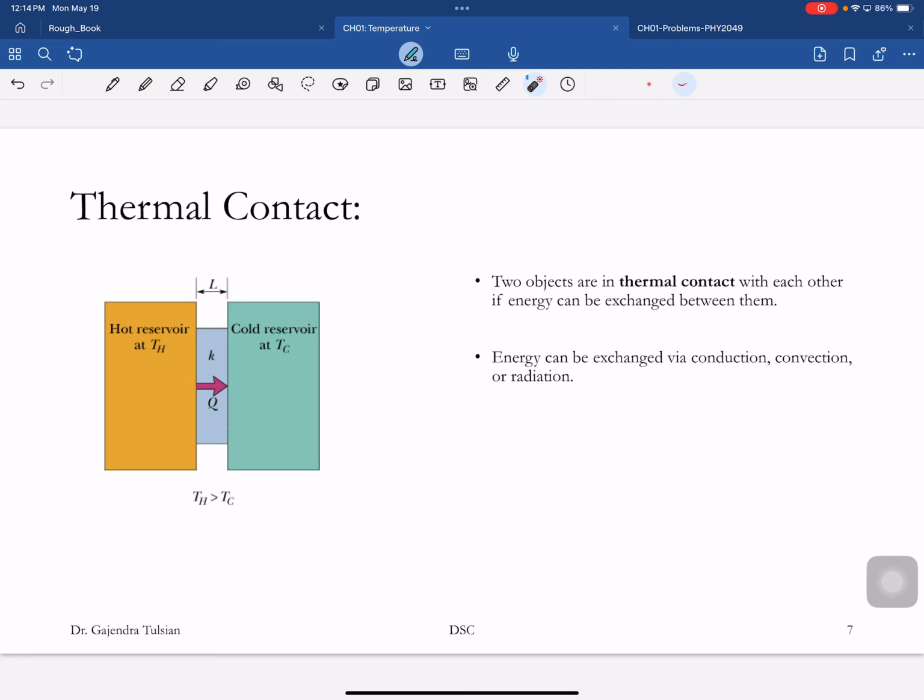How are you in thermal contact with the wall? The air. You're also exchanging electromagnetic radiation. Okay? So you're in thermal contact with everything.